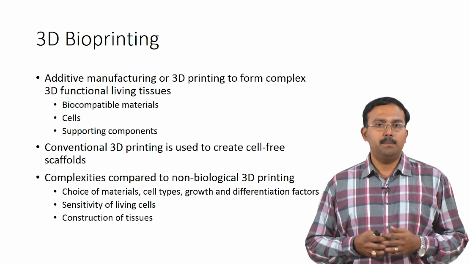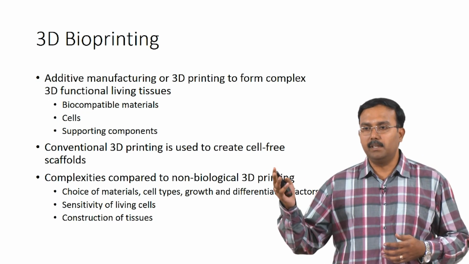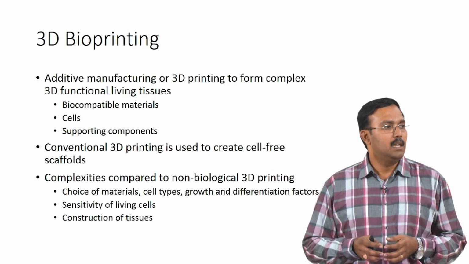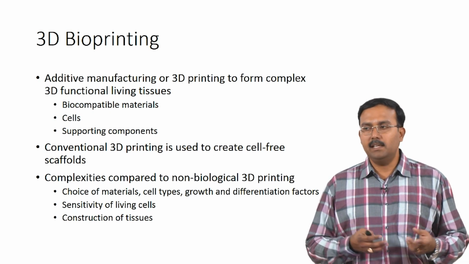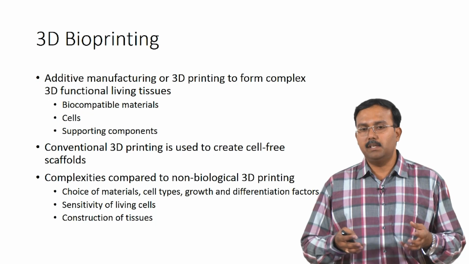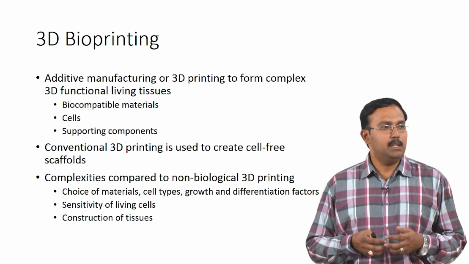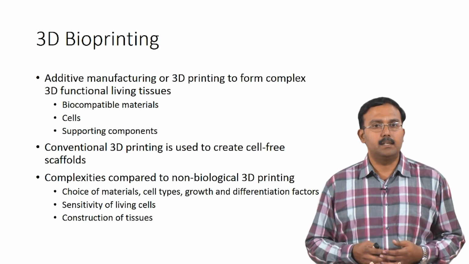Conventional 3D printing is used to create cell free scaffolds. That is what the 3D printing club here does, right. There is a 3D printing club where people just print 3D structures, and those are just cell free materials. You can print it in any shape you want, and you can even print it in the shape of an organ if you choose to. But in bioprinting you would want to print it along with the cells. You would want to load the cells and then print it.